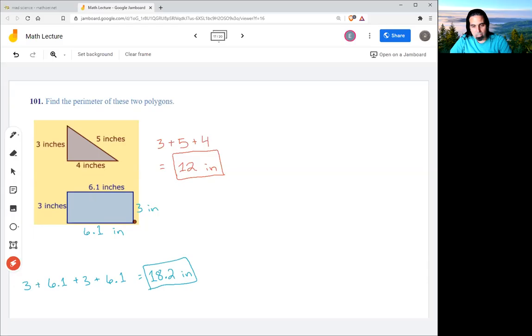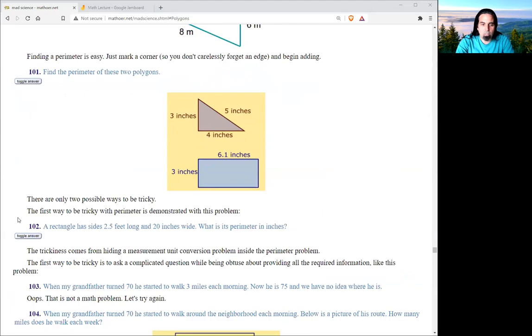Some people want to be fancy and they will go halfway around a rectangle and then double it, knowing that the other half is going to be the same. That works too.